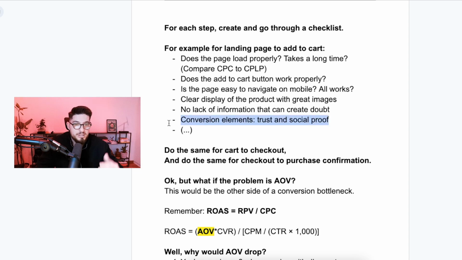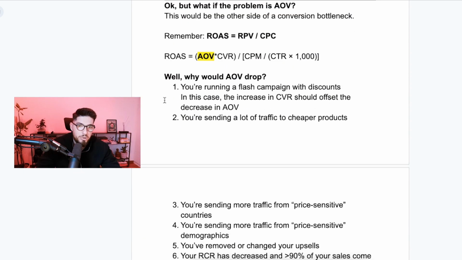And then conversion elements, trust, social proof, all of these things are going to increase or lower the add to cart rate. And then you want to do the same for cart to checkout and the same for checkout to purchase confirmation. And that's how you fix a conversion bottleneck. Now, what if the problem is AOV?